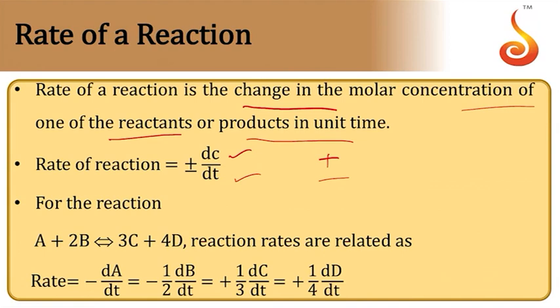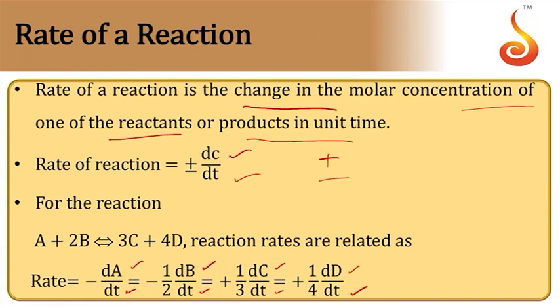For a reaction A plus 2B giving rise to 3C plus 4D, the rate of reaction is given as rate is equal to minus dA by dt, which is also equal to minus 1 by 2 of dB by dt, also equal to plus 1/3 of dC by dt, also equal to plus 1/4 of dD by dt.